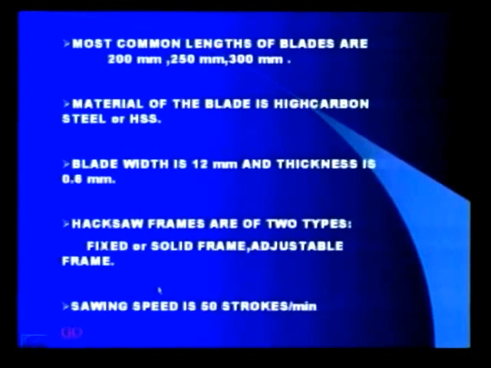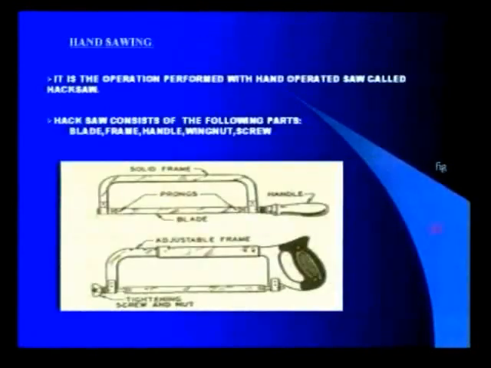The frame can be either fixed or adjustable and can take the blades of different lengths. The more common lengths of saw blades are 200 mm, 250 mm and 300 mm. The width of the blade is 12 mm and thickness is 0.6 mm. The blade is held on pins or prongs and tensioned by a wing nut.